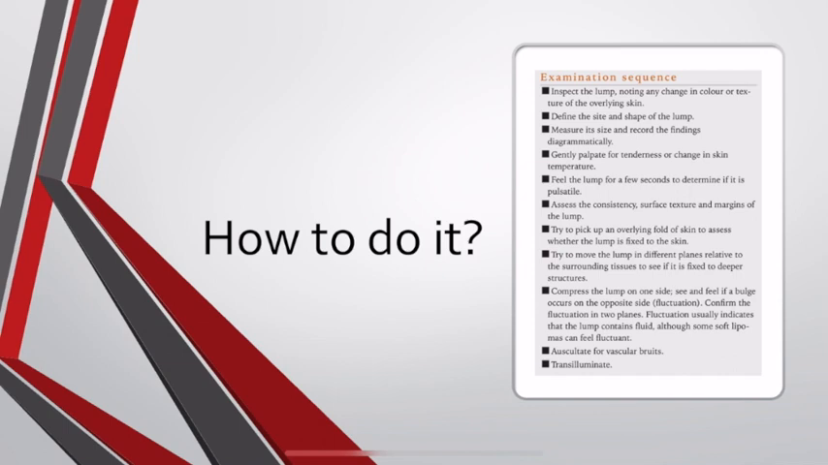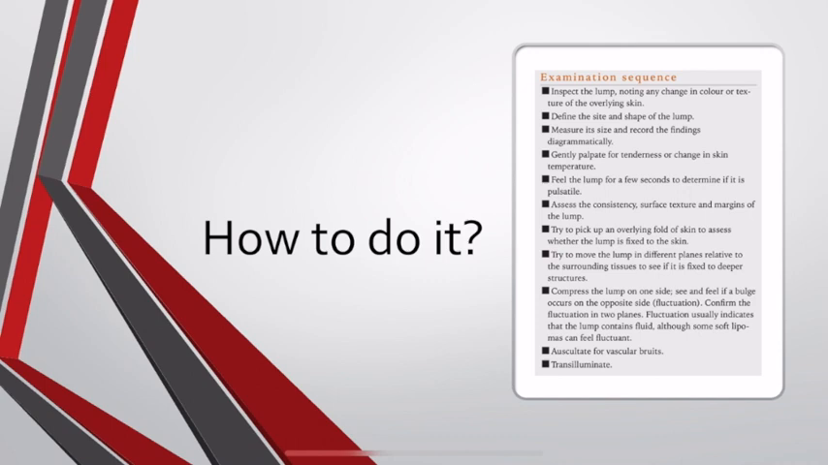This diagram to the right is from McLeod's. So, this is how we would examine a mass. We'd inspect it first. Obviously, we always look with our eyes first. Then we define the size and shape with our touch, with our palpation. We're going to measure it. We're actually going to get a ruler and measure it and record those findings, maybe even draw them. We're going to palpate for tenderness.